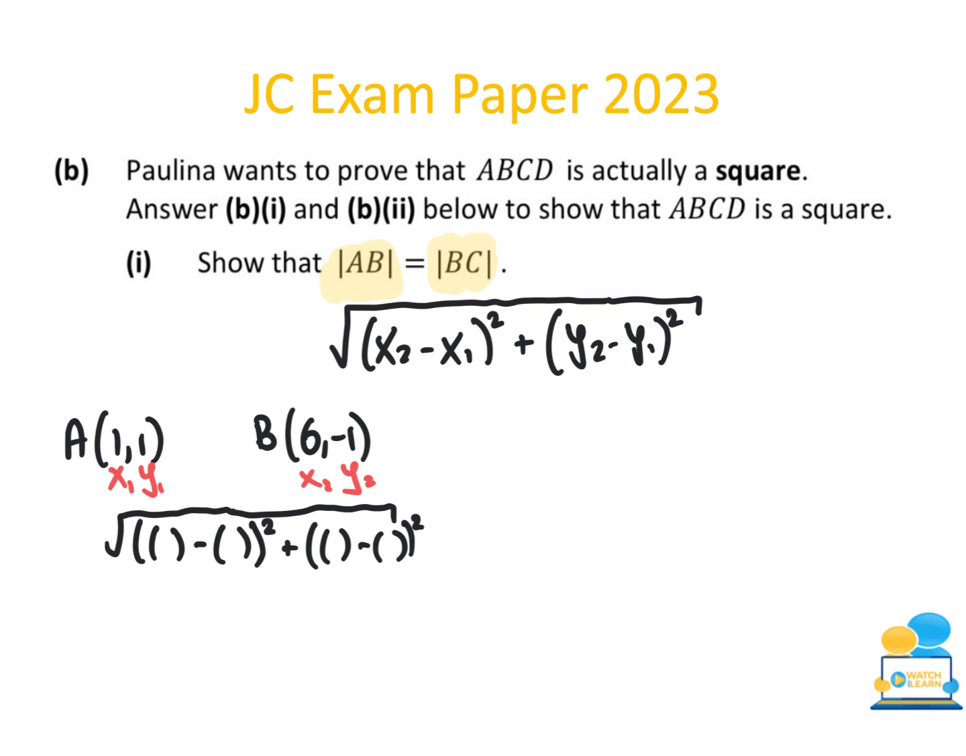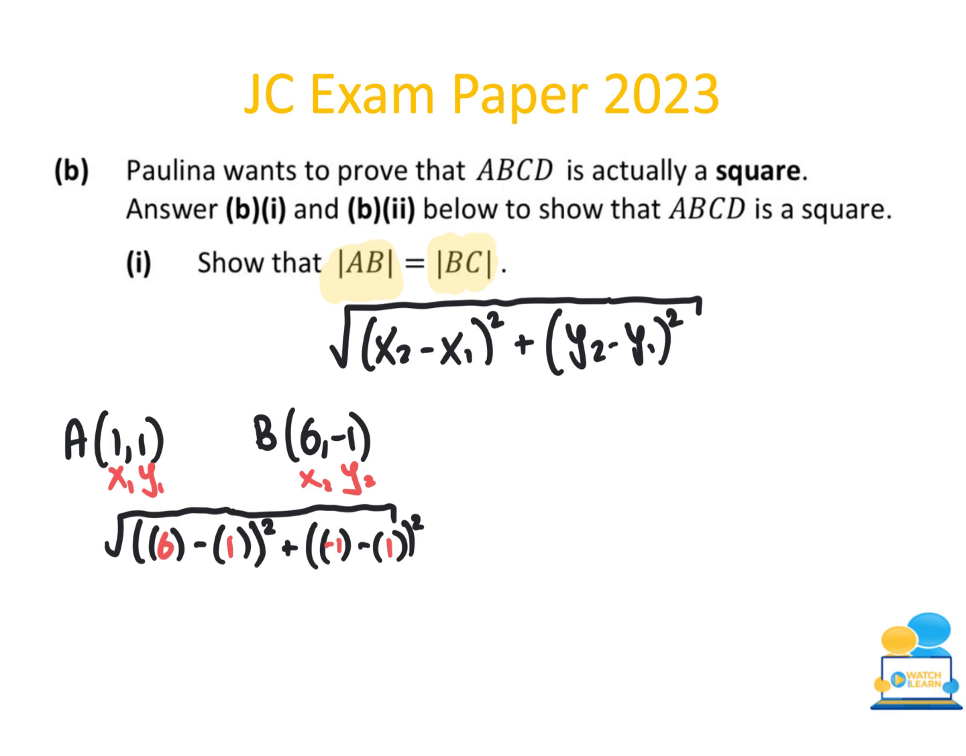So x2 was my first empty bracket, which was 6. x1 was my next empty bracket, which is 1. y2 was my next empty bracket, which is minus 1. And finally then y1 was my last empty bracket, which was 1.